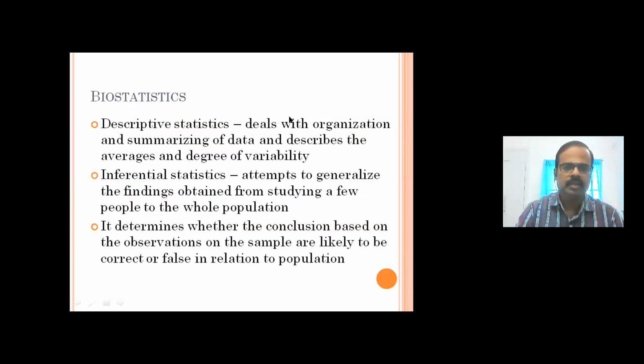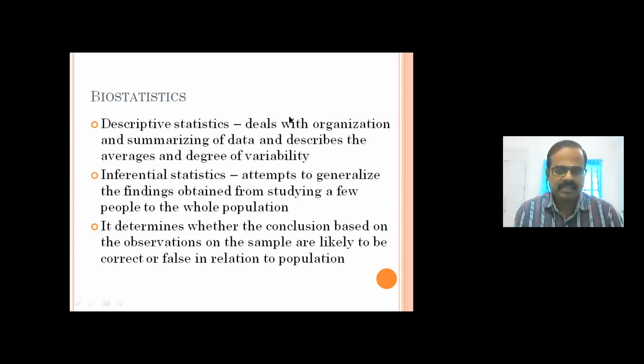Broadly, biostatistics is classified into two important classifications: descriptive statistics and inferential statistics. Descriptive statistics deals with the organization and summarization of data and describing it in terms of averages and degree of variance. You collect some data, make it into data presentations, and then make the data into a mean, median, mode, percent. After that, we call it descriptive statistics.